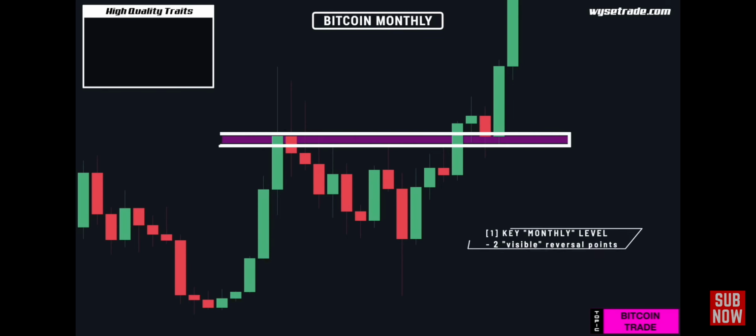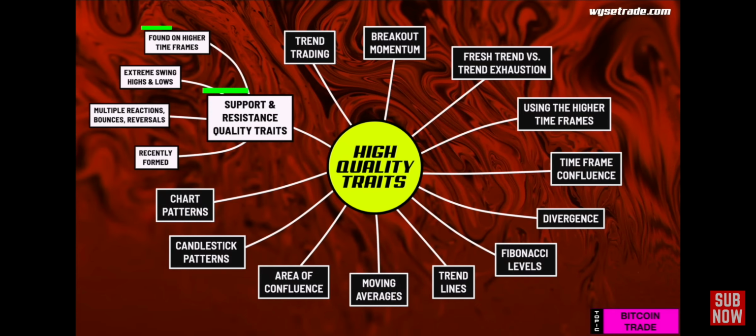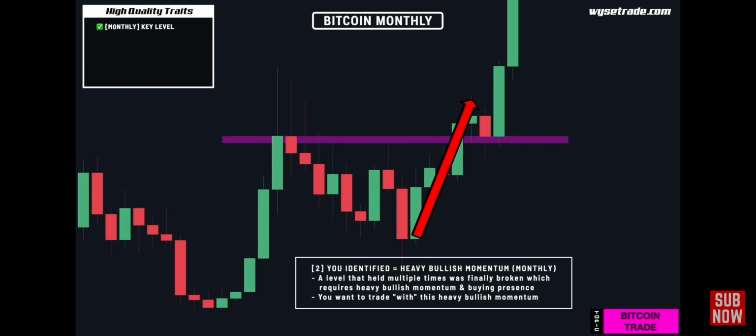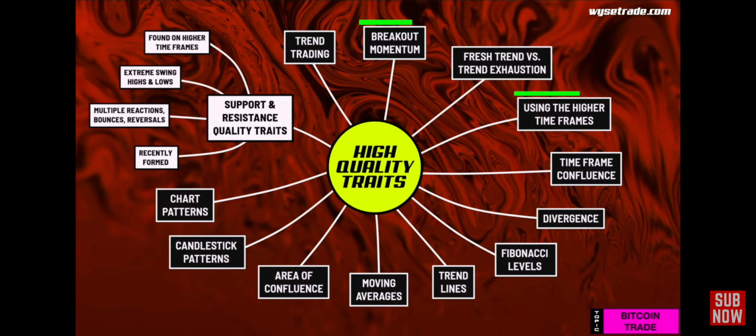First, a key monthly resistance level turned to support. Price then broke through this very key monthly resistance level that held 2 times.